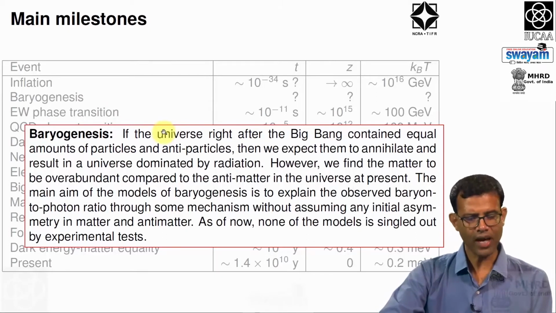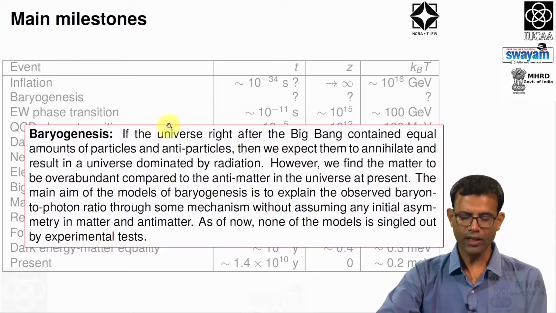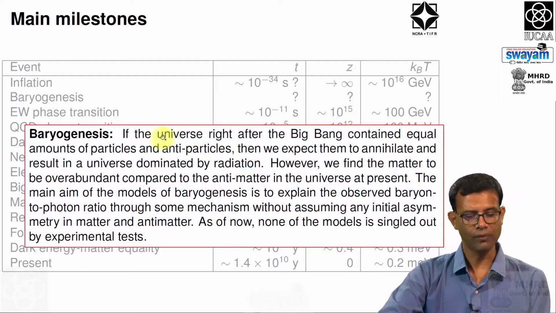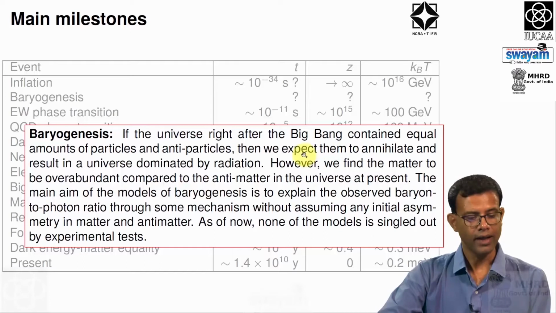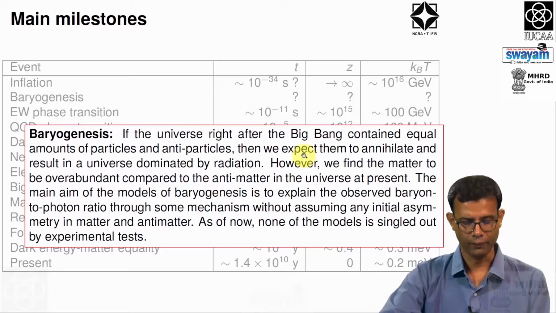Something interesting would have happened which is called baryogenesis, and that is something very important for our universe. So, imagine the universe right after the Big Bang. Now, if it contained equal amounts of particles and antiparticles, then we expect them to annihilate and the resulting universe will be simply dominated by photons, by the radiation.